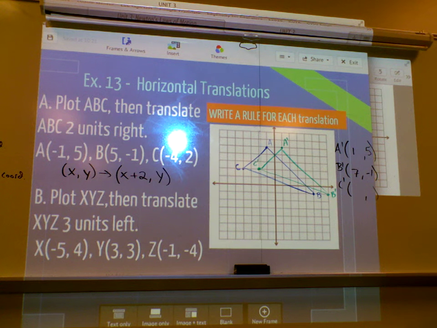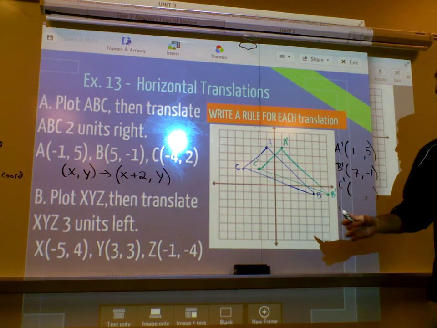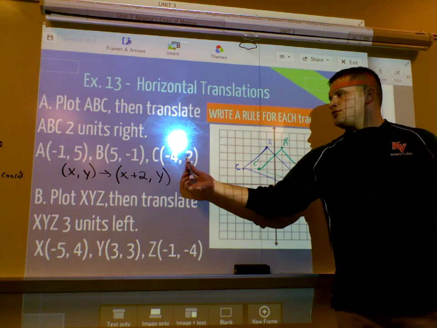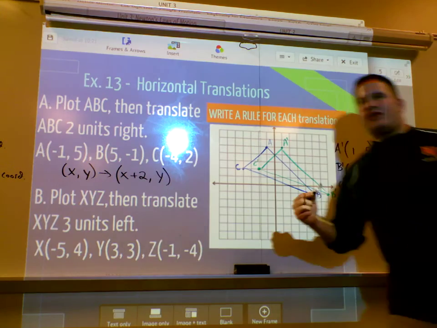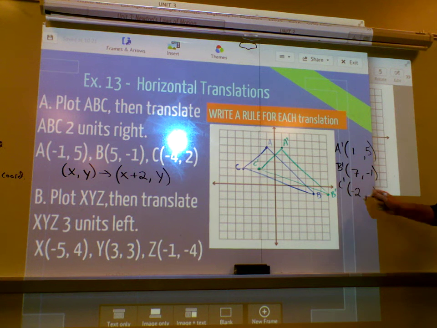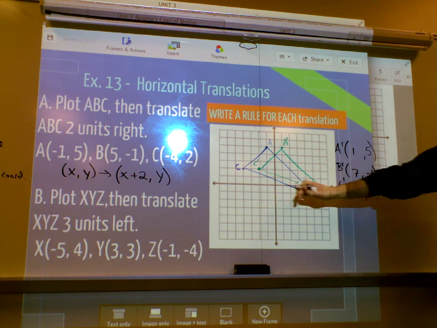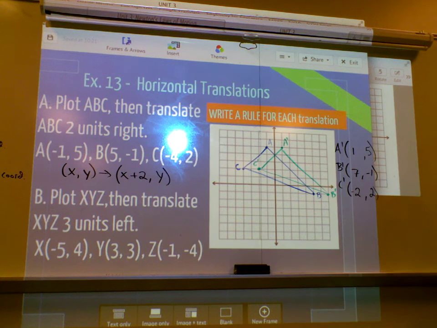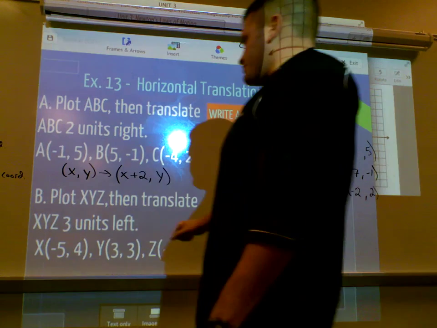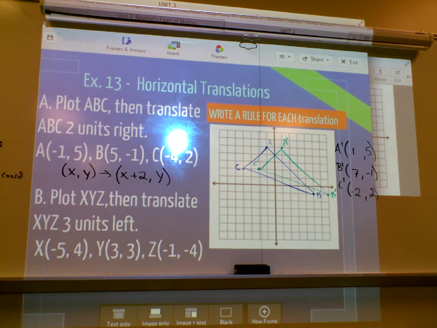Right? C prime, negative 4 and 2. Which one do I change? Negative 4. So negative 4 plus 2 is negative 2. Don't do anything to my y. 2. If I look, negative 2, 2. Does that make sense? Does that make sense, guys? Yeah. All right, I'd like you to try X, Y, and Z. Okay. Write a rule and translate it. You can use either method 1 or method 2.